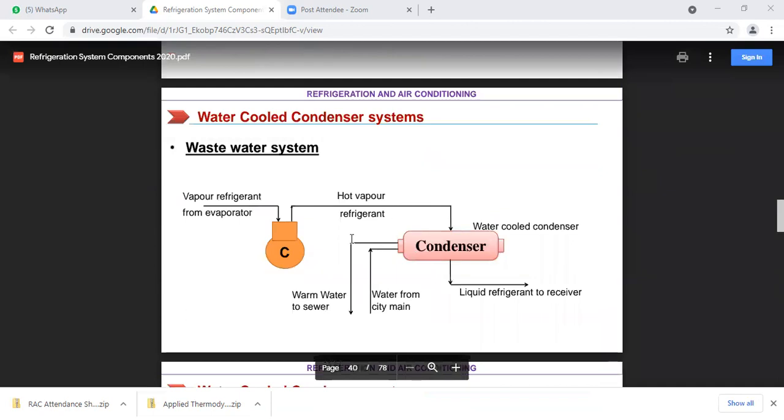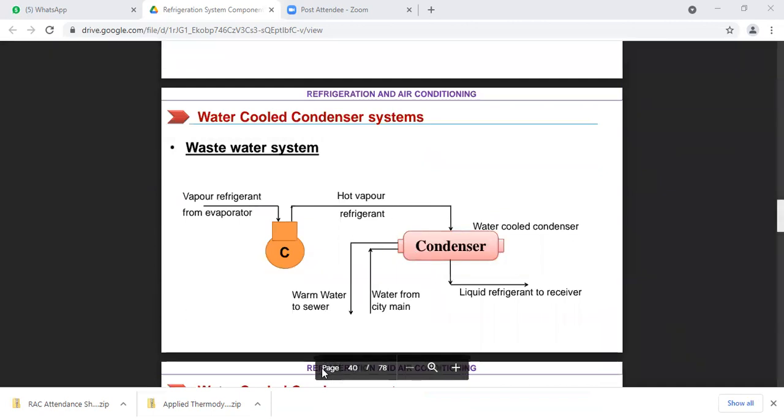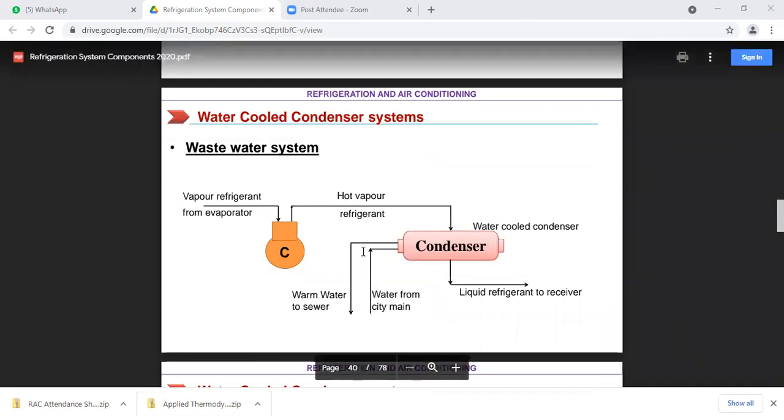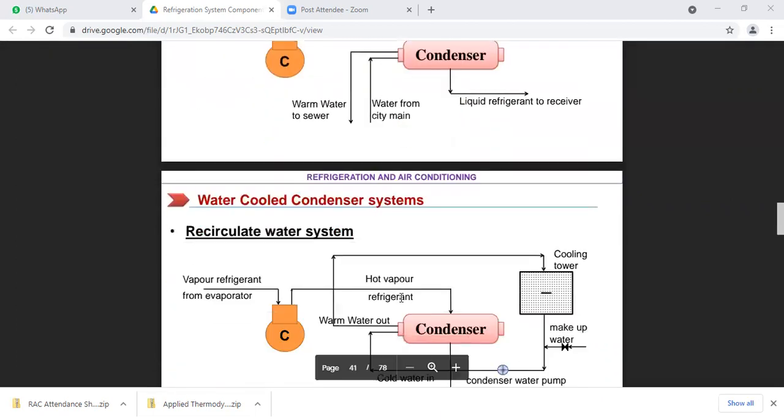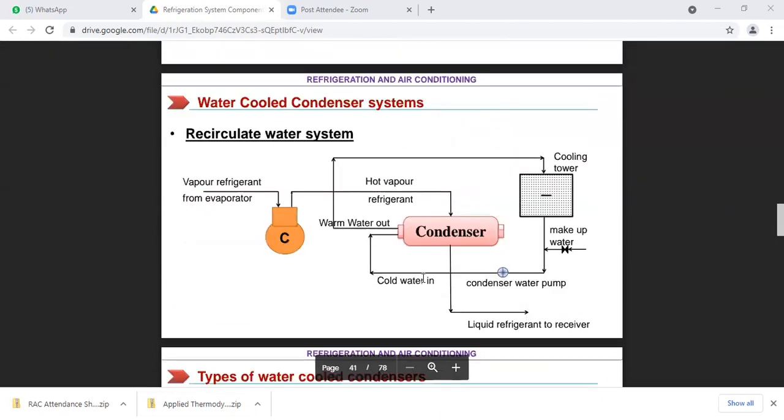And in this system, we are using the water once and again we are leaving that water. So this is the waste water we are using for such type of cooling. So this system is called the waste water system, and in this system recirculation of the water happens again and again. So this is called the recirculated water system.